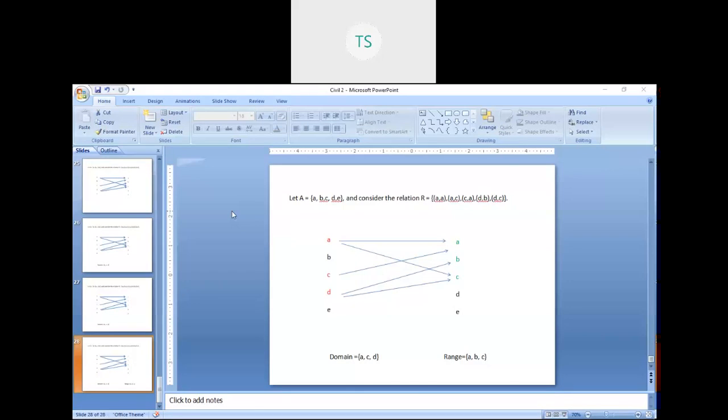So the two important words of today's class are domain and range. These two concepts are very important for this relation. You have to remember domain and range. And again I am repeating that domain is the subset of the first set and range is the subset of the second set.